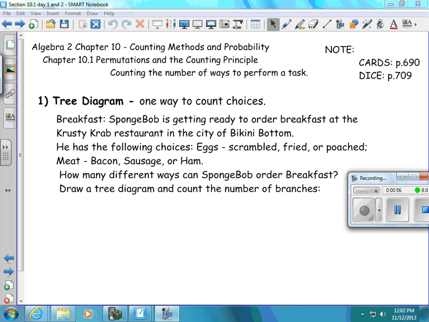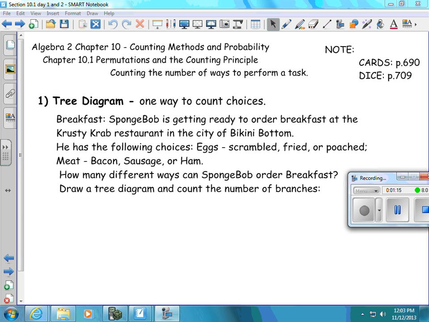Okay, one way to count things is by making what we call a tree diagram. Just want to show this to you because this is a way that if you get desperate and you can't remember the properties, this is a way to list things out. Before, if you didn't have the algebraic methods that we're going to learn about, this would be the way to do it.